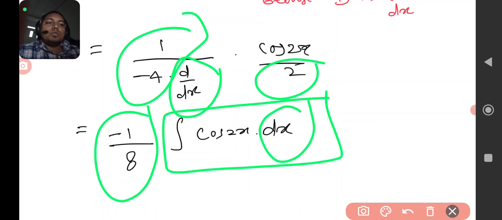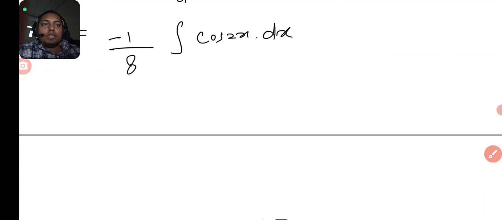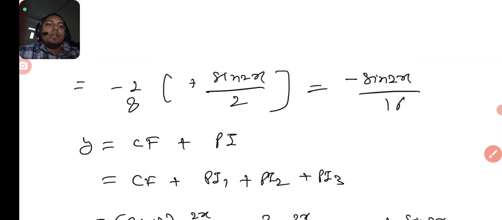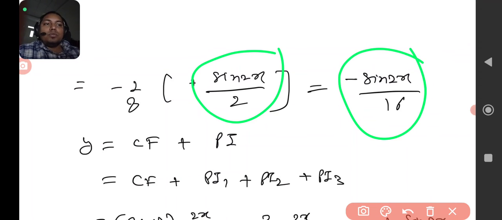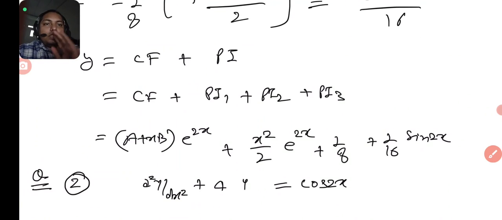Now your job is to integrate. Okay, integrate cos 2x dx. Whenever you integrate cos 2x dx, it will come sine 2x by 2. This is the integration part, and minus 1 by 8 is outside, so overall minus sine 2x by 16. We got our answer. Means we got all the three types of PIs.